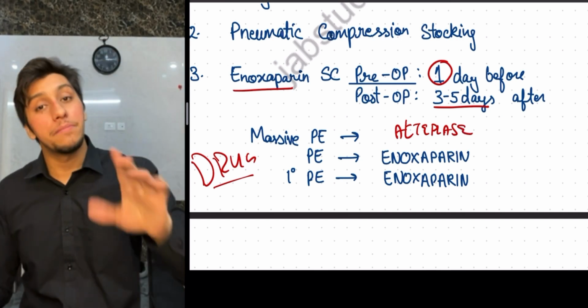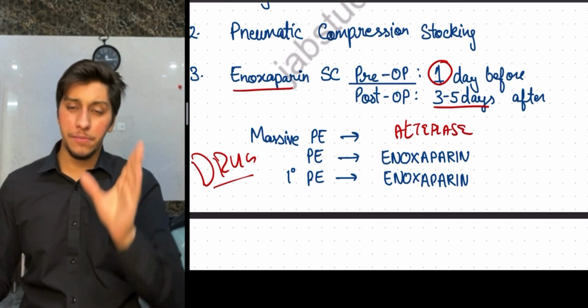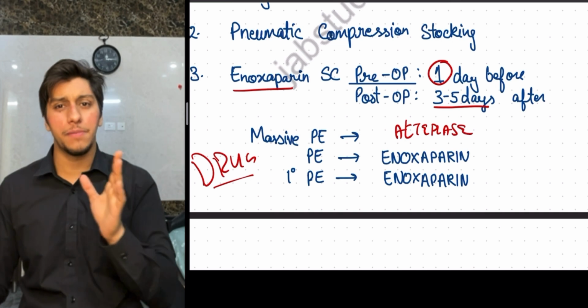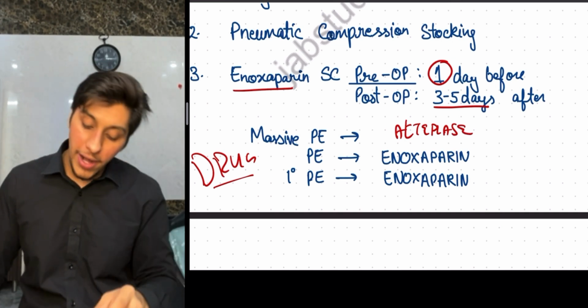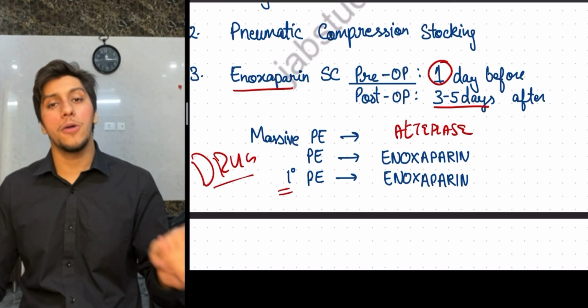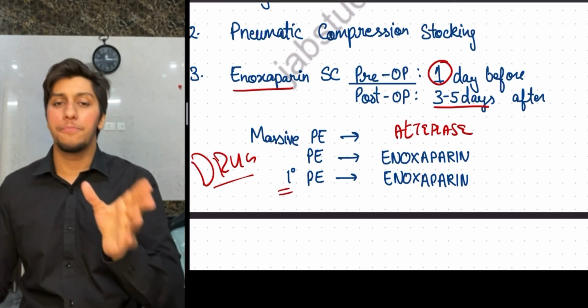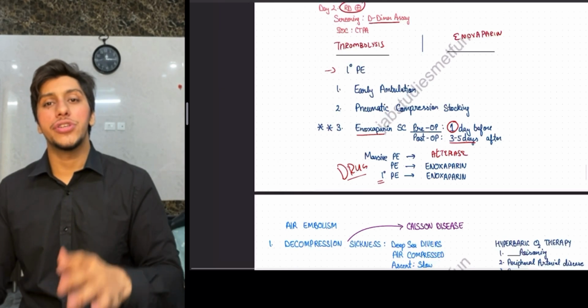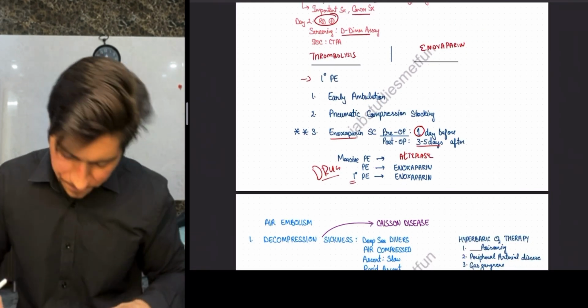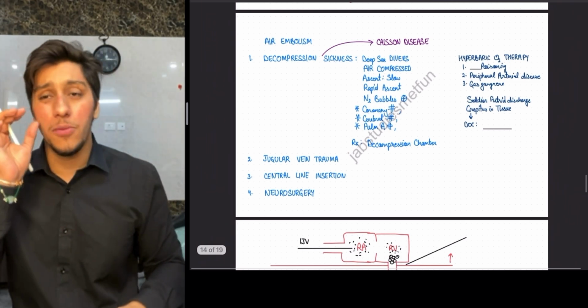Whenever, as I said, pulmonary embolism is considered as submassive pulmonary embolism, that is going to be your enoxaparin. And for prophylaxis also, as we told, pre-op 1 day and 3 to 5 days of post-op, that is going to be again enoxaparin. All right. So that is all you need to know with respect to pulmonary embolism. Next, guys, let us talk about air embolism.